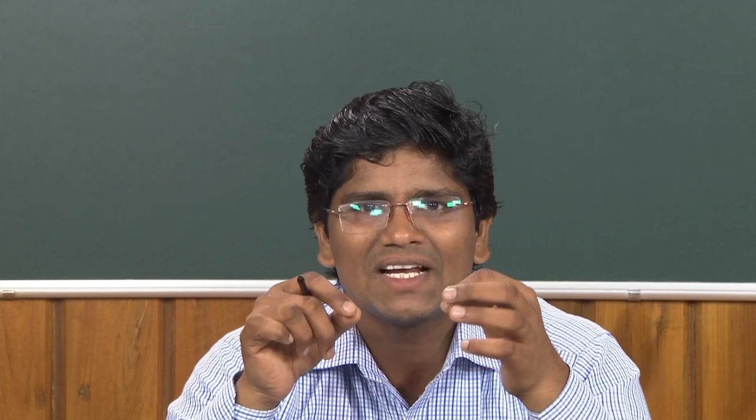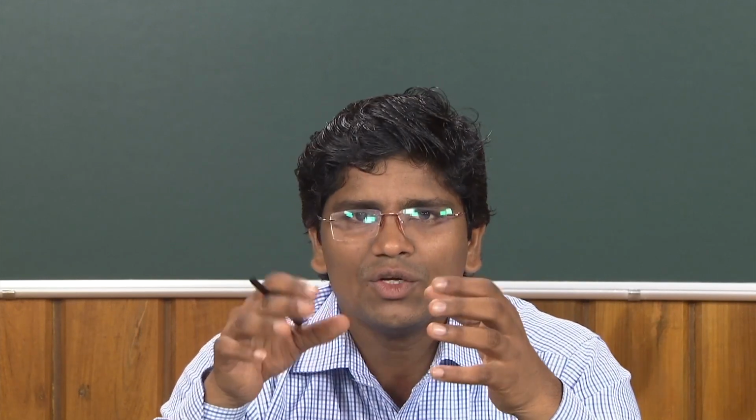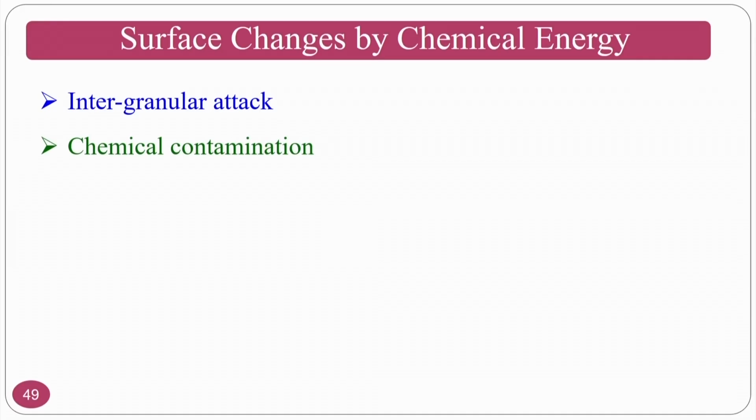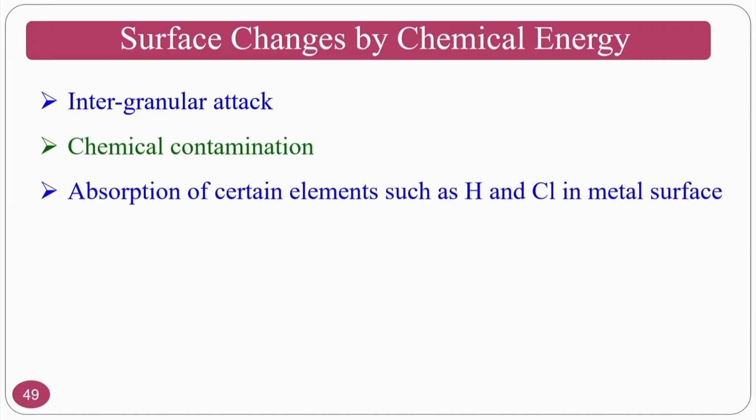Why are the traces there? The traces are there because you are using certain chemicals during this particular process. So, the traces will be there, which creates the contamination. Absorption of certain elements such as hydrogen and chlorine in a metal surface. Normally, whenever you have an electrochemical or chemical machining process, you will always have hydrogen, chlorine. So, some of the chemicals will be present as traces on the surface.